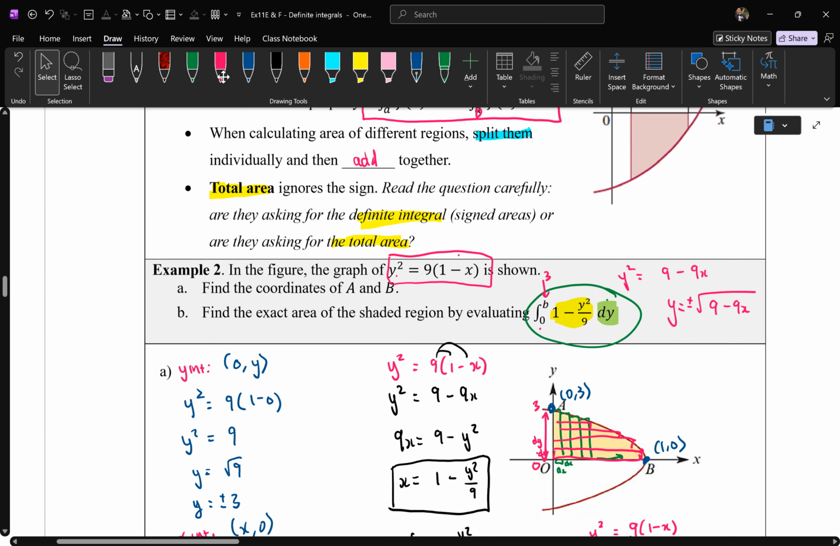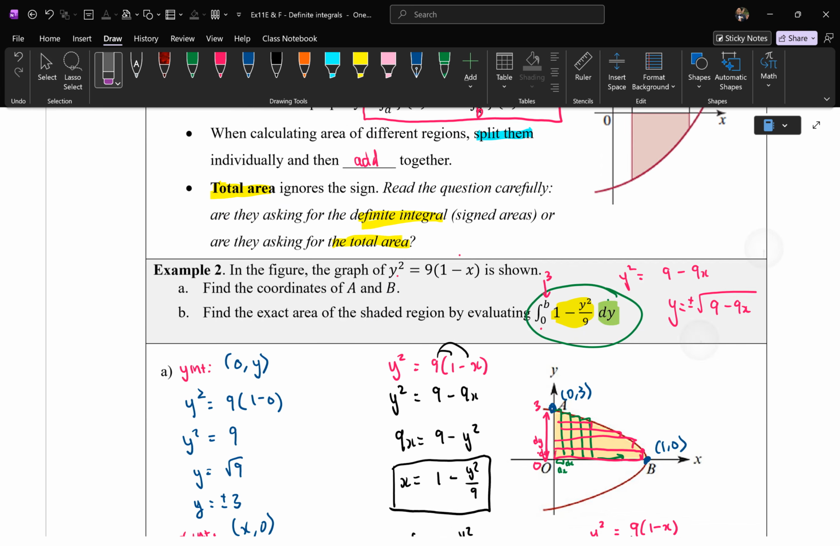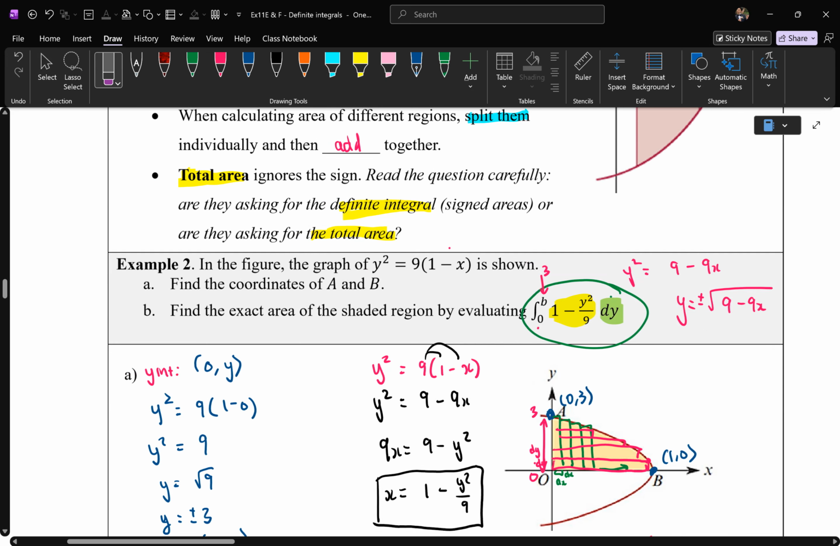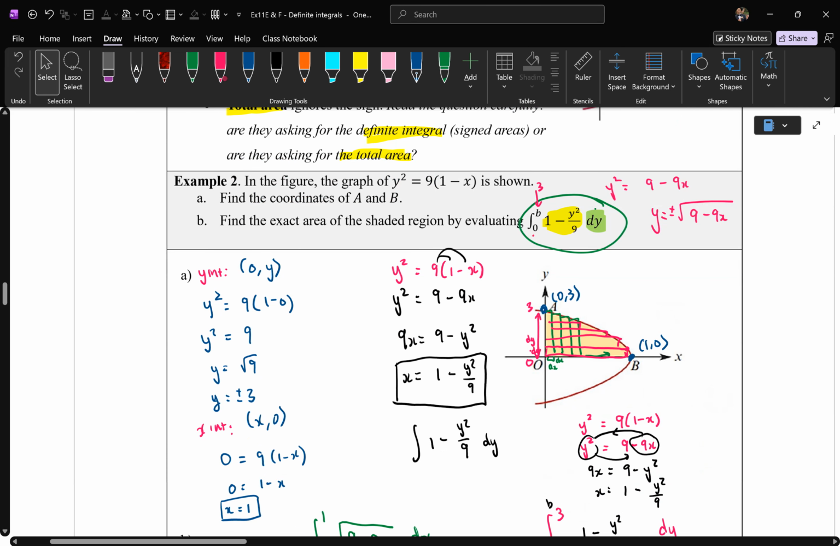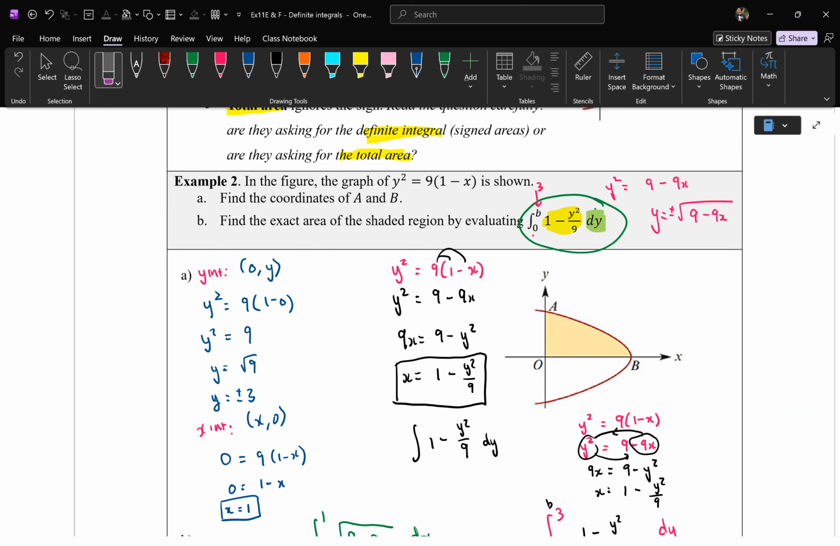So here's an example. In the figure, the graph of y squared equals 9 times 1 minus x looks like this. I'm going to rub this out so you can see. So you're given a diagram. I'm just going to explain it to you and then I'll explain the solutions, but I want you to have a go first, thinking about how you would problem solve it. So this is your curve, y squared equals 9 times 1 minus x. They first tell you to find coordinates A and B, so you can do a bit of problem solving to find A and B, the x-intercept and y-intercept.